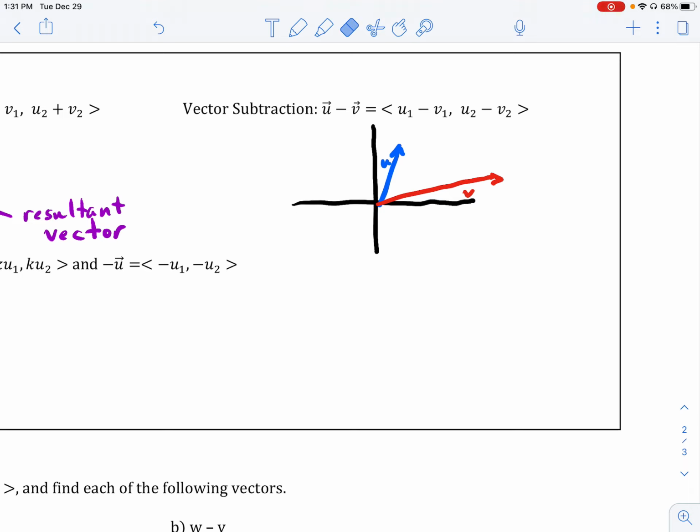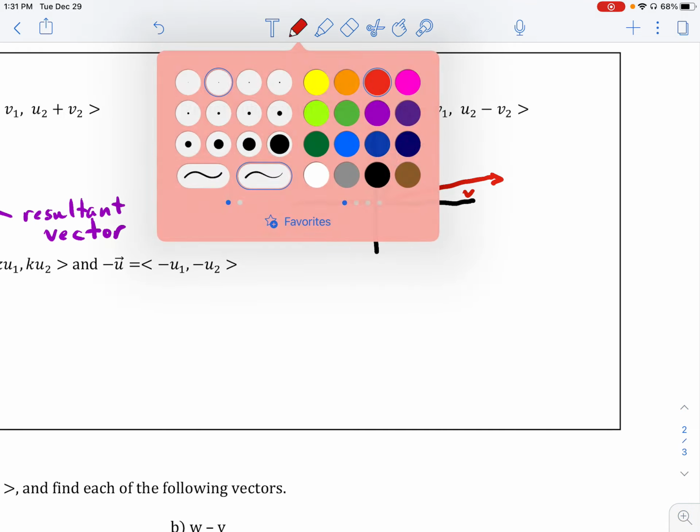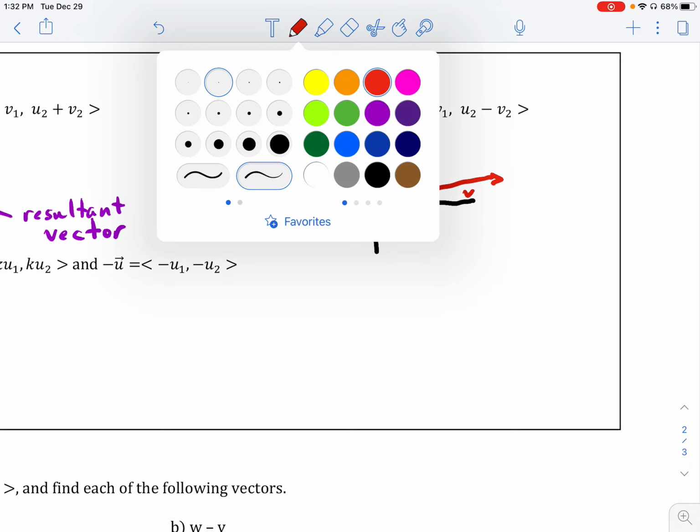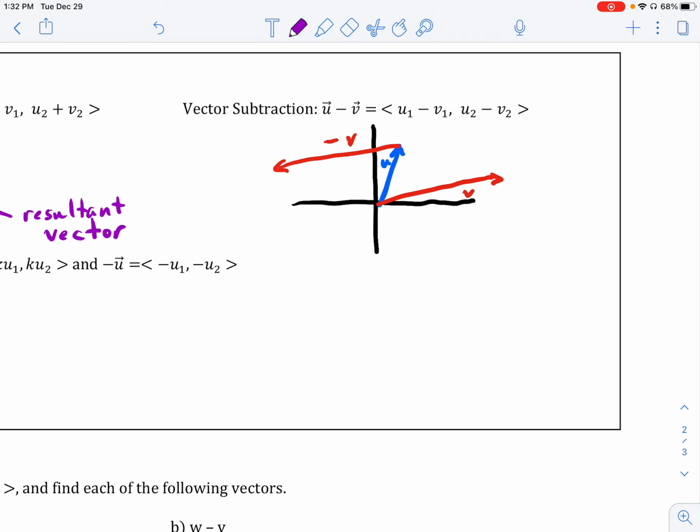If that is the case, if I'm going vector u minus v, then from the tail end or the terminal point of u, I would want to do my best to draw a vector going in the opposite direction, so minus v this way. So that's what u minus v would look like. And again, that resultant vector, we start from the initial point of u going to the terminal point of negative v. So this would be u minus v, or u plus negative v. They're the same thing, u plus negative v.